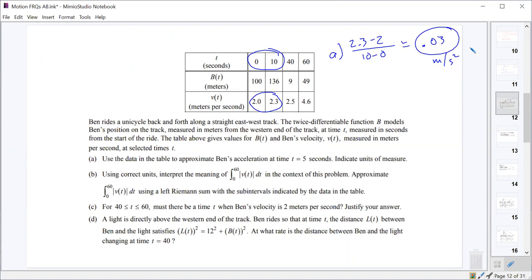And on the scoring guide for this one, it says that if you had the right units in either A or B, they gave you 1 point. So it says using correct units in both of them, there was 1 point associated for the right units in one or the other of them. If it says indicate units, you have to put it. If they do not say indicate units, there will not be points associated with it. So, yeah. All right, part B.